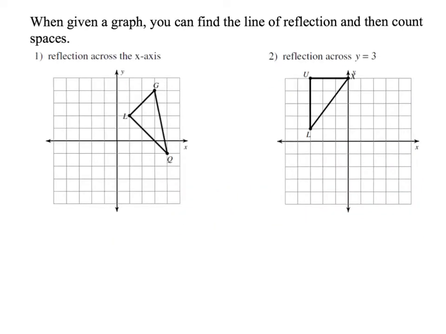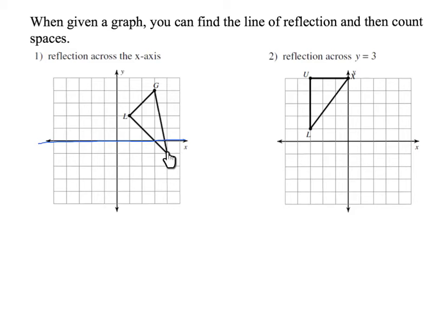When reflected on a graph, you can do things a little differently. What you're going to do is find the line of reflection for each problem and count the spaces each point is away from that line. Here's how it works. Number 1 wants a reflection across the x-axis. So let's locate our line of reflection, which is here, the x-axis. And now we count how far each point is away from that.